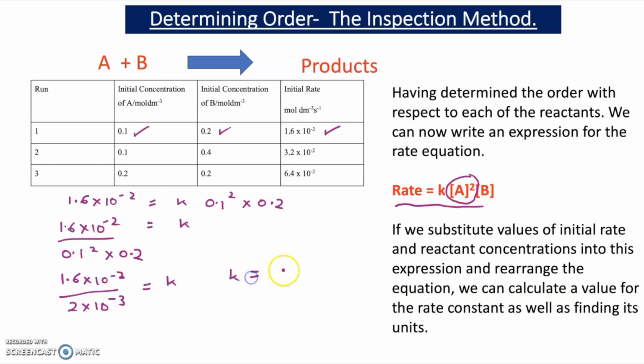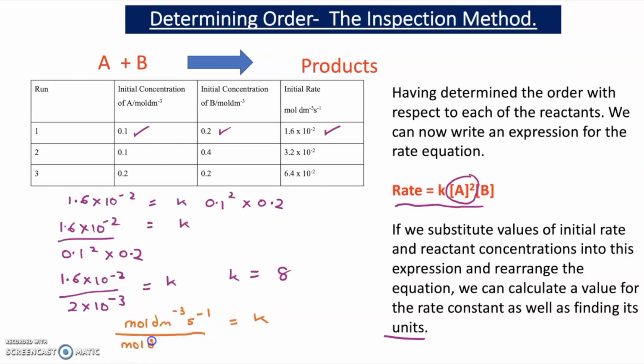So now that I've worked out the value of K, all I have to do now is work out the units. So all I'm going to do is substitute the units for rate and concentration into my rate equation and then rearrange it to find the units of K. So moles per decimeter cubed seconds to the minus 1 is the units of rate. And I've got 3 concentration terms in my rate equation.